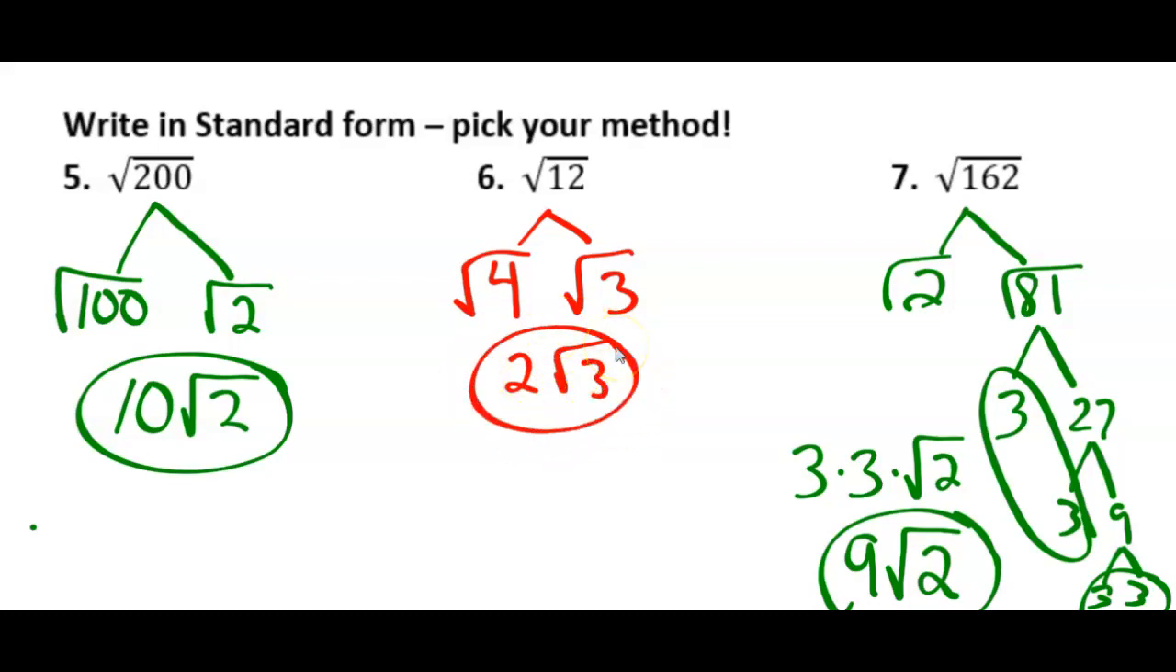And I'm done. If I did that by a factor tree, well, I could divide it by 2. That would give me 6, and then I would have 2 times 3. So I'd still put out a 2 because there would be a pair of 2's.